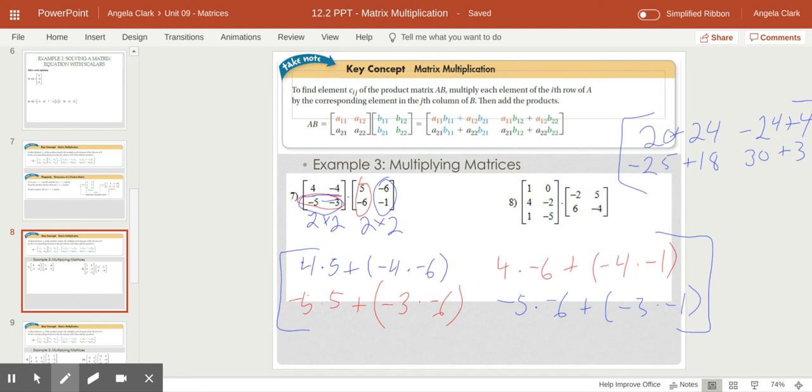Gonna go off the screen here. Okay. So now for my final answer, I'm gonna write that over here. I have 20 plus 24 is 44. -24 plus 4 is -20. -25 plus 18 is -7. 30 plus 3 is 33. So this is my final answer.